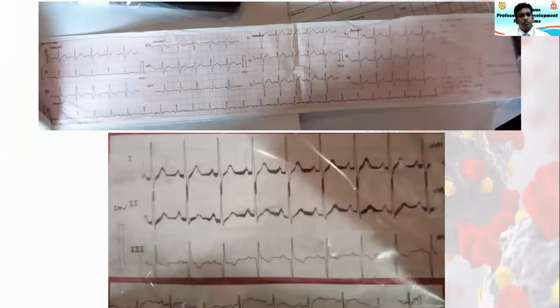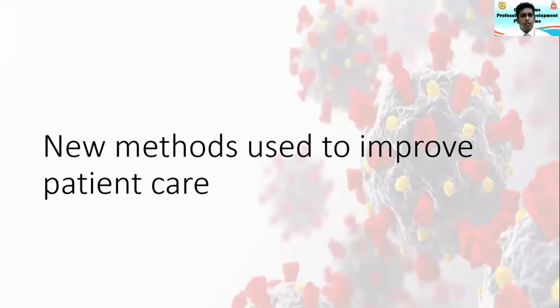This is a common ECG pattern we see these days, the S1Q3T3 pattern. When we see this in a patient with hypoxia, we definitely send for pulmonary embolism. This S1Q3T3 pattern is not specific for pulmonary embolism, but if you see this, you have to always suspect pulmonary embolism in COVID-19 patients.